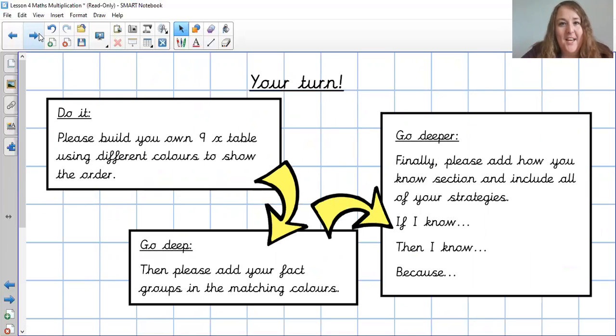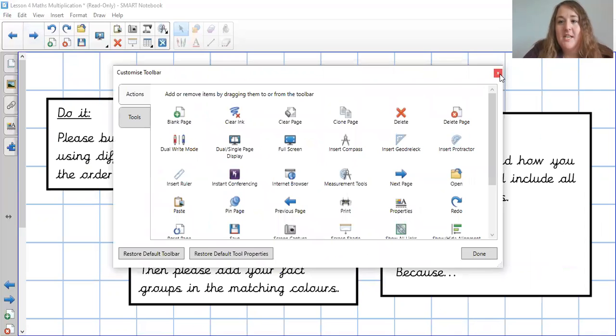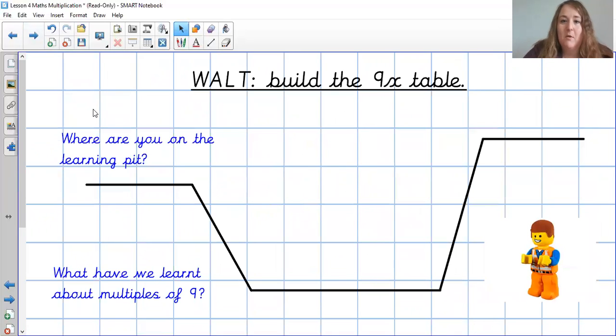Fantastic. Well done if you've had a go at that. I can't wait to see some of your photo evidence. Finally, then, I'm just going to ask you today how you felt your learning was. So how did you feel about building the 9 times table? We haven't done many before, and especially because it's over a video and not in class. How did you find it? Where would you put yourself on the learning pit? Have you improved from where you put yourself when you built the 6 times table? Do you think you're getting more confident at it?